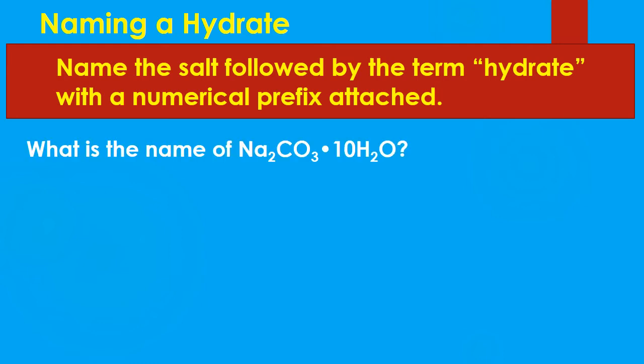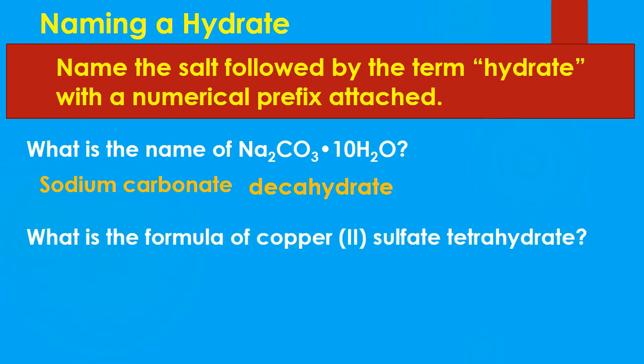So for this one, if we were to name this compound, we name the salt first, sodium carbonate. So we have sodium carbonate, then we have water. And how many water molecules do we have? We have 10. So that's sodium carbonate. And since we have water molecules at the end, with the term hydrate, and we have 10 of them, it's decahydrate. So the name of the compound is sodium carbonate decahydrate.